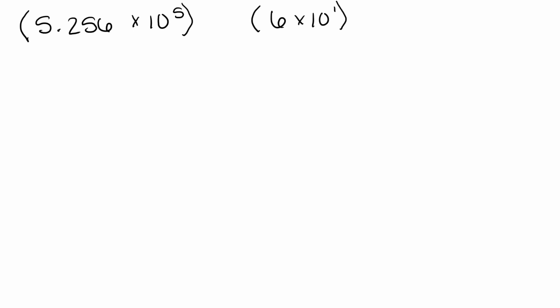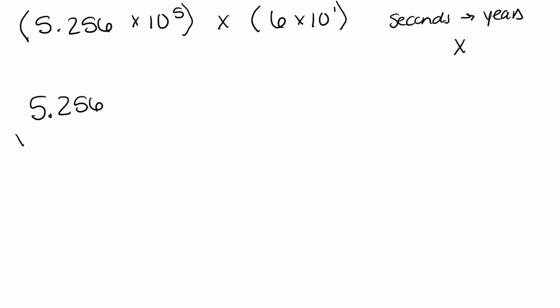For our last problem, it tells us that there are 5.256 times 10 to the 5th minutes in a year, and there are 6 times 10 to the 1st seconds in a minute. Our question is how many seconds are in a year? So when we are going from something small, like seconds, and changing it into years, something large, that's a multiplication problem. So we're going to start by multiplying our numbers, 5.256 times our other number, 6.